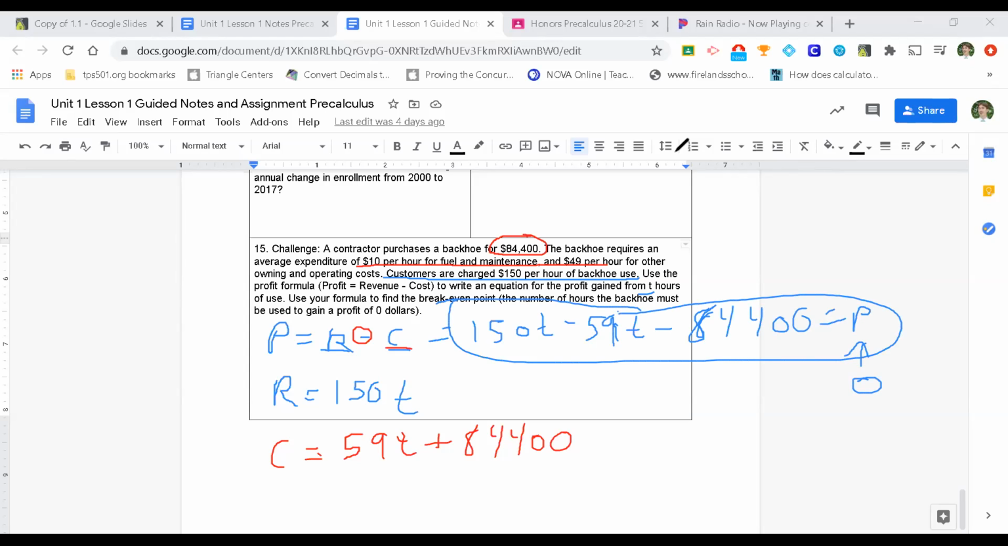And who said you're never going to use pre-calculus in your real life? When all of you have backhoe businesses 10, 20 years from now, you're going to be saying, thank goodness for Mr. Lake. Teach me how to calculate the profit on that backhoe.